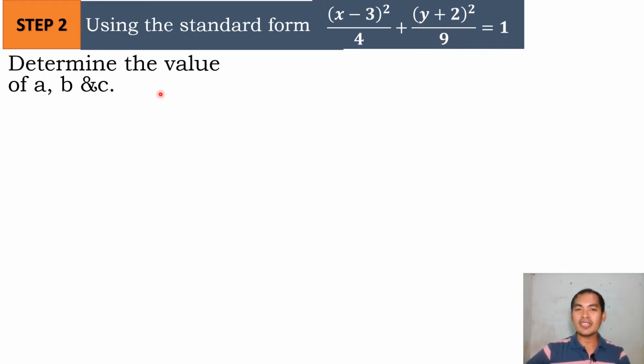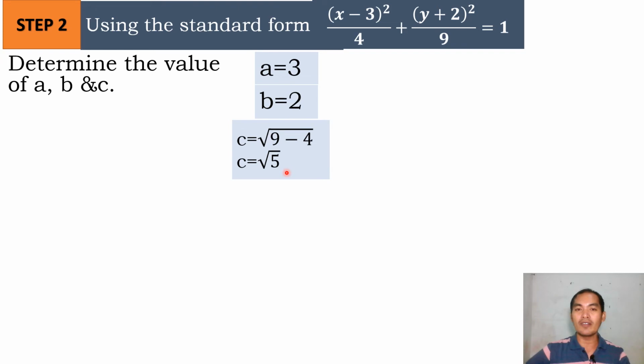So our next step is to determine now the values of a, b, and c because we will graph the equation. The value of a is the square root of the bigger denominator. Square root of 9 is 3. So that's the value of a. The value of b is the square root of the smaller denominator. Square root of 4 is 2. Then to get the value of c, we have the square root of 9 minus 4, which is equal to the square root of 5. We have now a, b, and c. Therefore, we are ready for the coordinates.